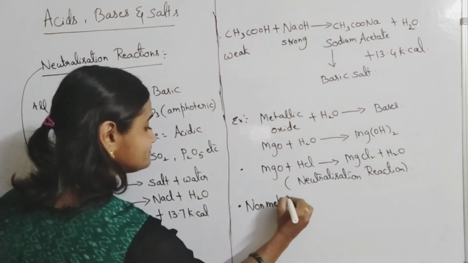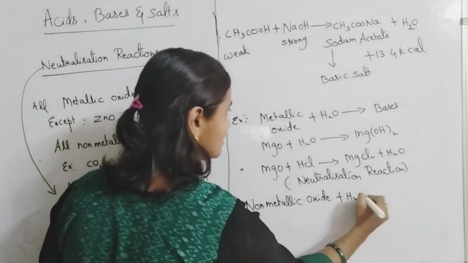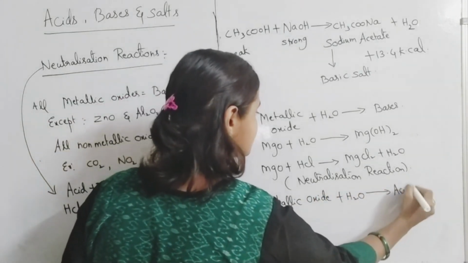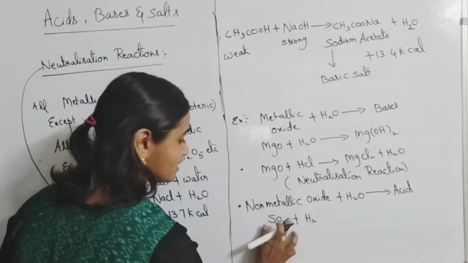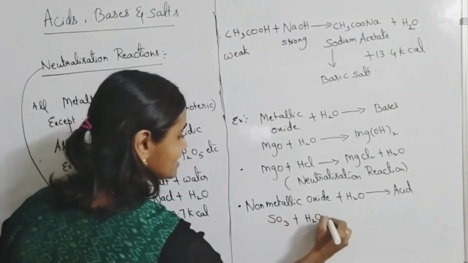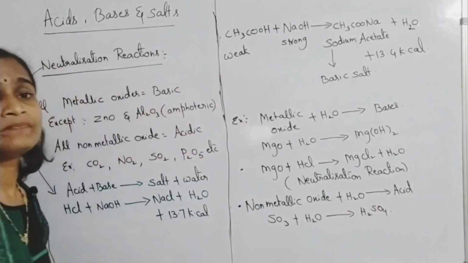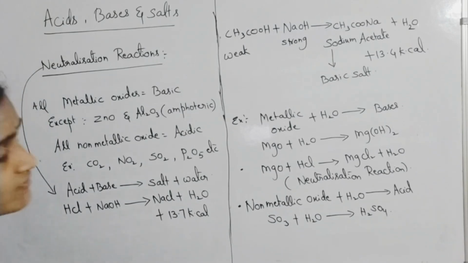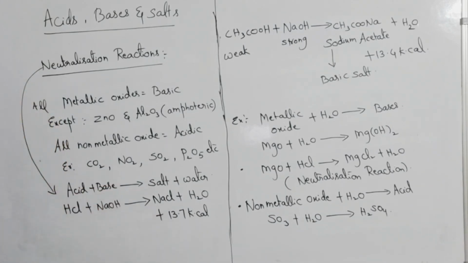Non-metallic oxide plus water gives rise to acids. Take the example of sulfur trioxide: when it reacts with water, it gives H2SO4, sulfuric acid. That sulfuric acid, when made to react with NaOH, gives salt and water. That you call a neutralization reaction. Please remember all these points.